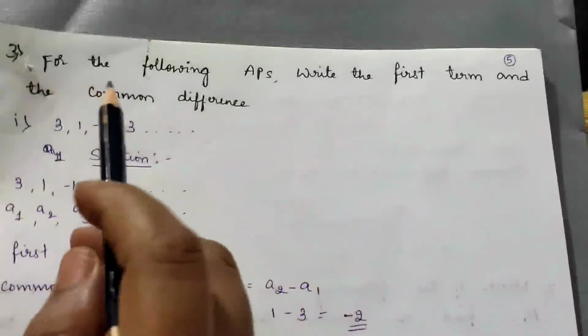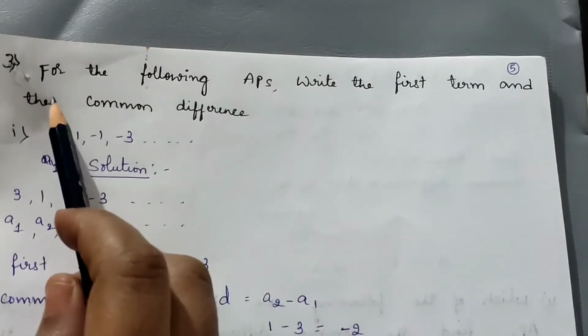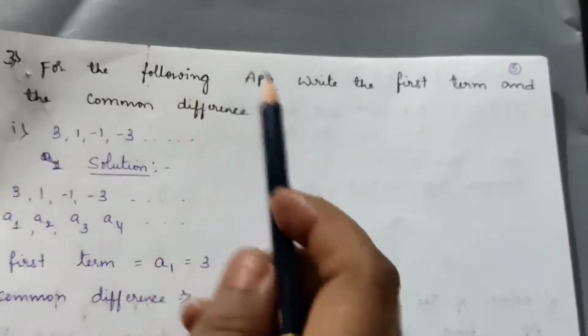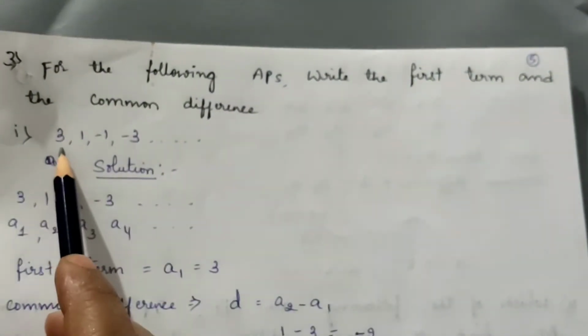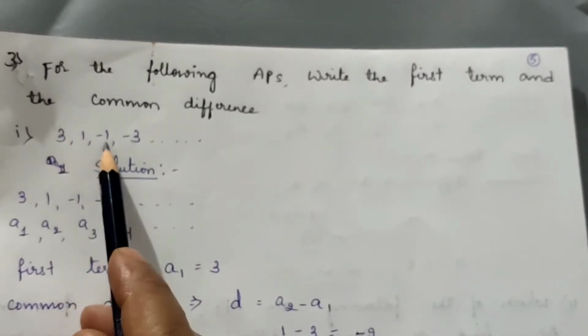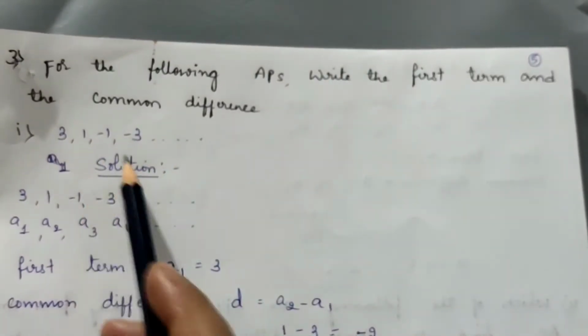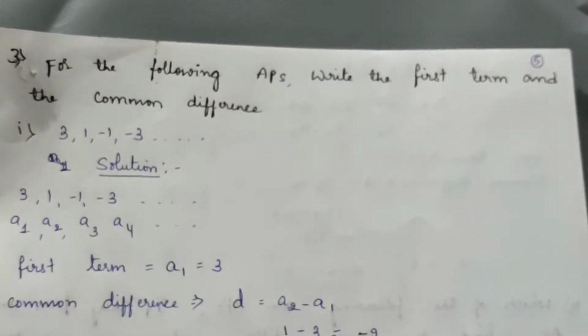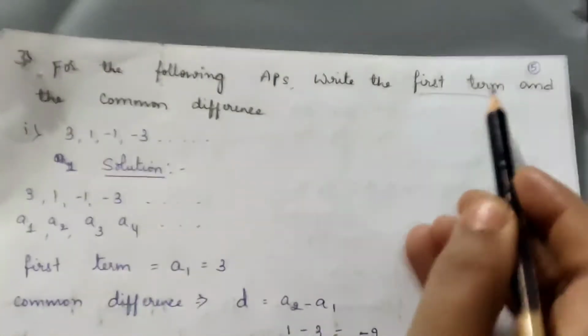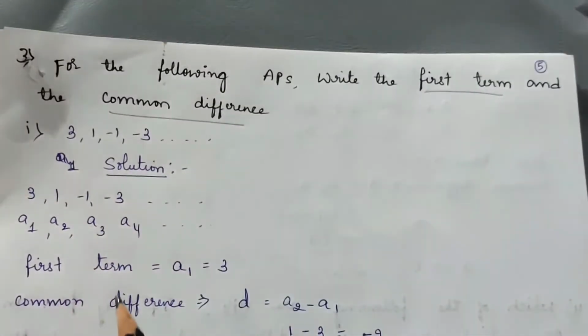Exercise 1.1, third main. The question is as follows. For the following APs, write the first term and common difference. Here the AP is given, that is 3, 1, minus 1, minus 3. Now in this you have to write the first term and also the common difference.